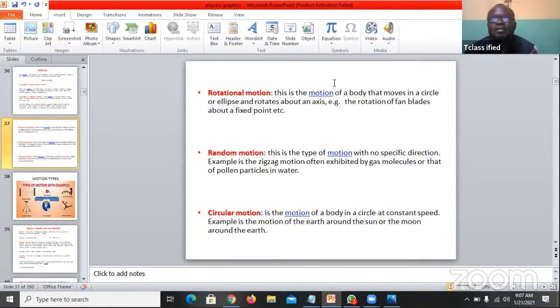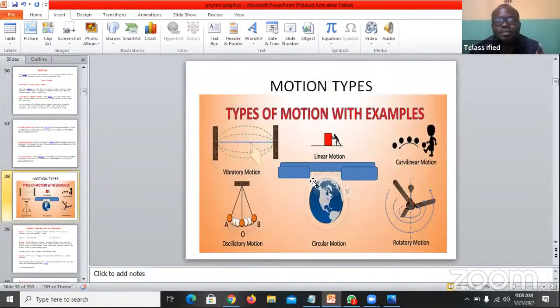Then we have another kind of motion called rotational motion, like the rotating fan. This is the motion of a body that moves in a cycle or ellipse and rotates about an axis. An example is the rotation of a fan blade about a fixed point. So rotation of this fan blade about this center fixed point is a rotational motion.